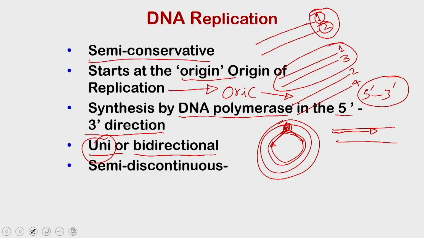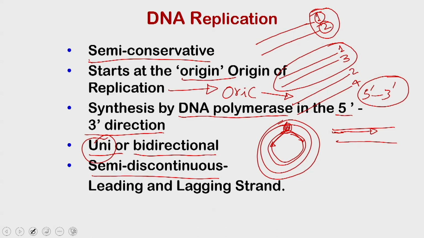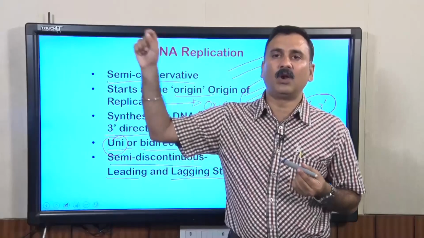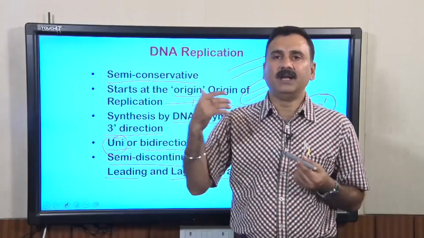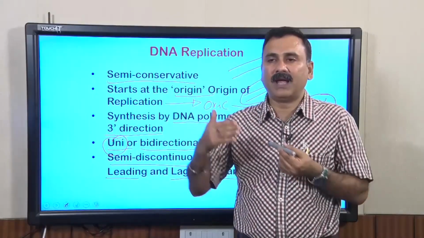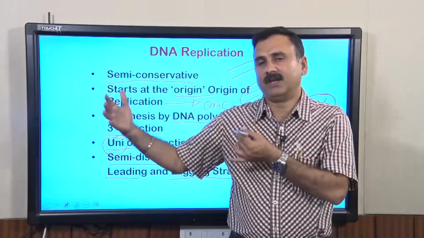Then there is semi-discontinuous replication, which means that if you look at eukaryotic replication, you will see that one strand is called the leading strand and the other is called the lagging strand. All of this we are going to discuss in the subsequent slides. In the leading strand, the synthesis is continuous and runs along with the direction of the fork, whereas the lagging strand is synthesized by lagging behind the opening of the DNA stretch.